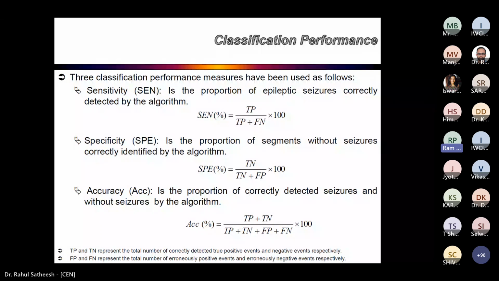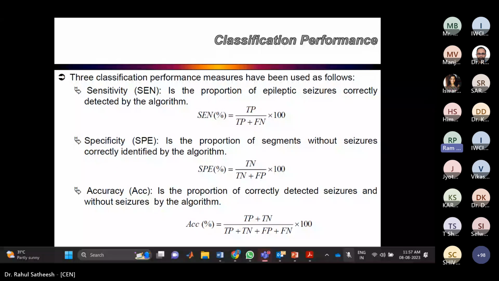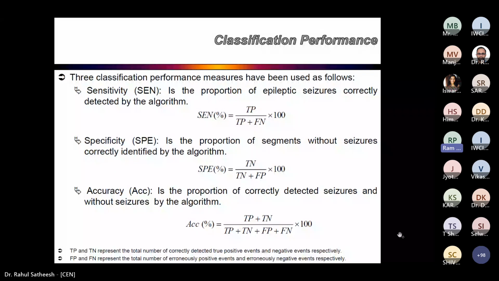And sensitivity, the proportion of epilepsy segments correctly detected by the algorithm, and specificity, the proportion of the segments without seizures, or non-seizures, correctly detected by the algorithm, and accuracy, the proportion of the correctly detected seizures and non-seizures by the algorithm. And in these expressions, TP represents true positive, FN represents false negative, TN represents true negative, and FP represents the false positive. So in that way, these equations can be interpreted.